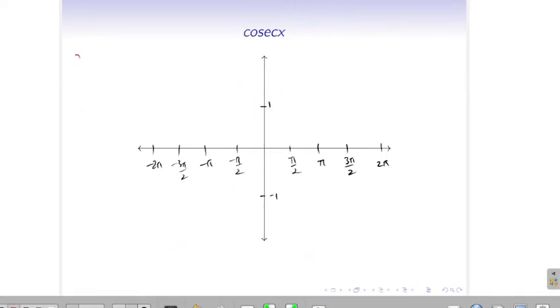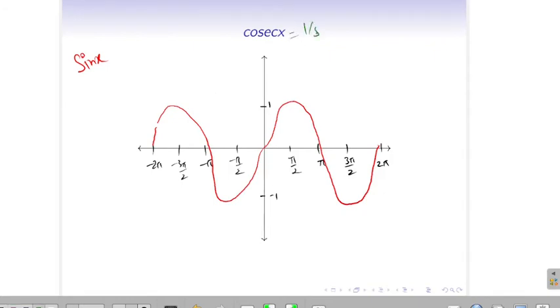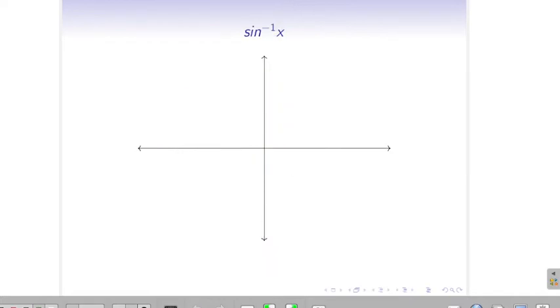For the graph of cosec x, we will need the graph of sin x. So the graph of sin x was something like this. Okay, so we know that cosec x is equal to 1 upon sin x. So this will happen here, just opposite of the sin x graph. The green one represents the cosec x graph, like this.